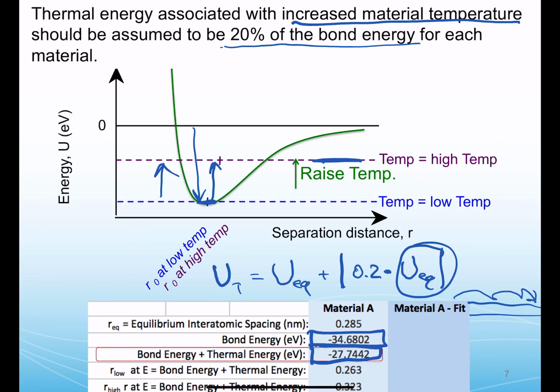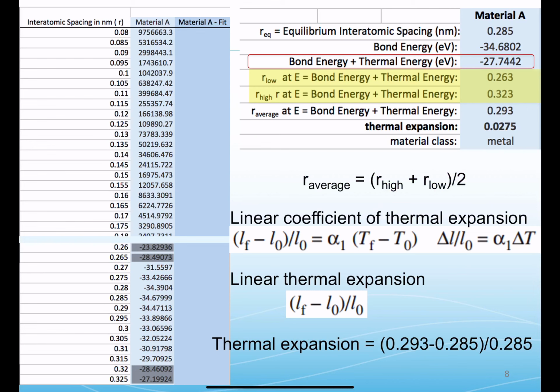Okay, so with that, we're then ready to do some of the easier steps, which is to now say we know the y-coordinate that represents our warmer temperature of the material, and we simply want to find the R low and the R high value so that we can determine an average at that warmer condition, at that condition where added thermal energy is included in the material. So we simply go to our table of data and we want to inspect for the values that are as close to this as possible.